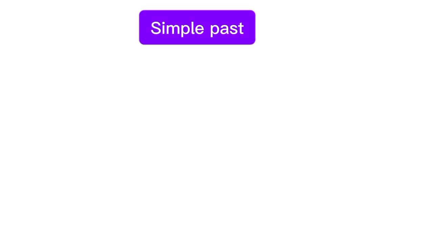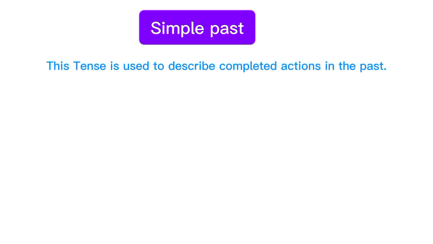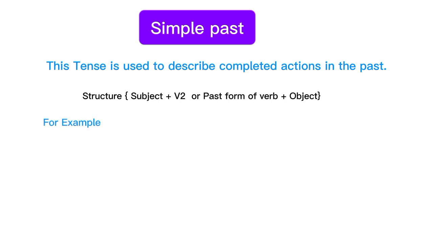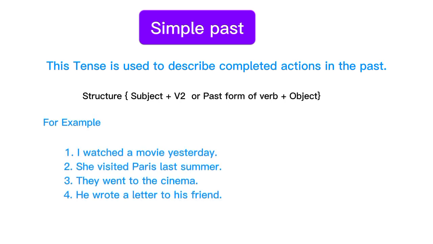Simple past. This tense is used to describe completed actions in the past. The structure is subject plus V2 or past form of verb plus object. For example, I watched a movie yesterday. She visited Paris last summer.